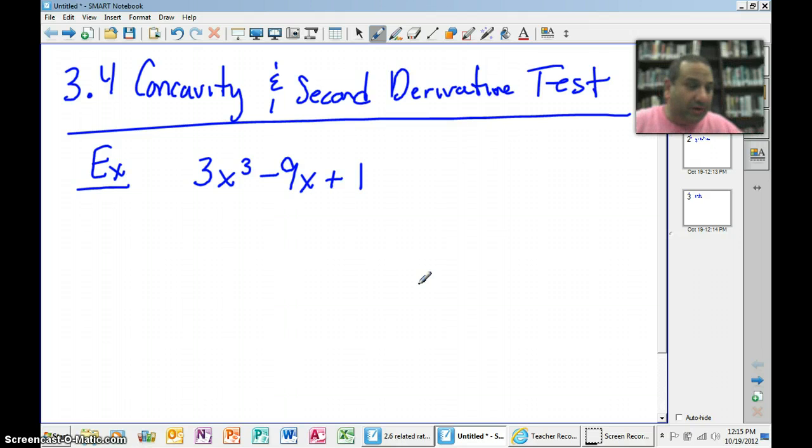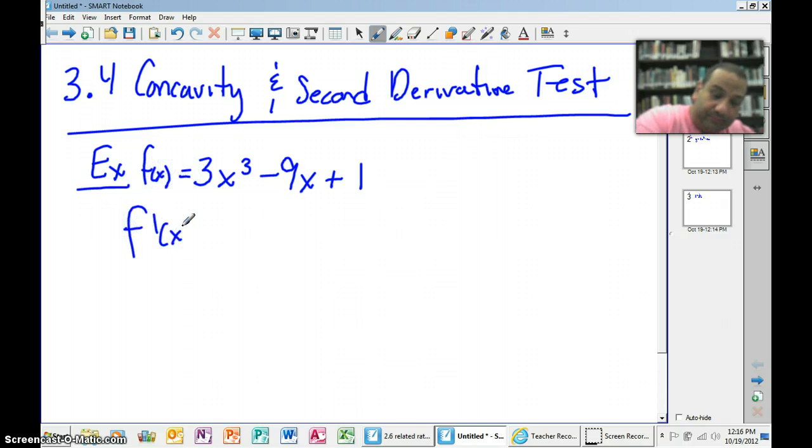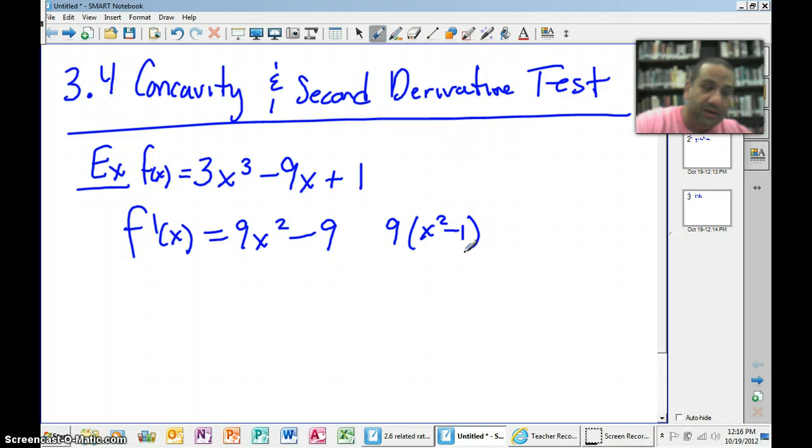So we're just going to take this as far as we did at 3.1 and 3.3. If this is f of x, and we want the derivative of f of x, we get 9x squared minus 9. No problem. That tells us our relative mins and maxes, just to review. So it's 9 times x squared minus 1, and that would mean that we have 1 and negative 1, and we'll have to test.